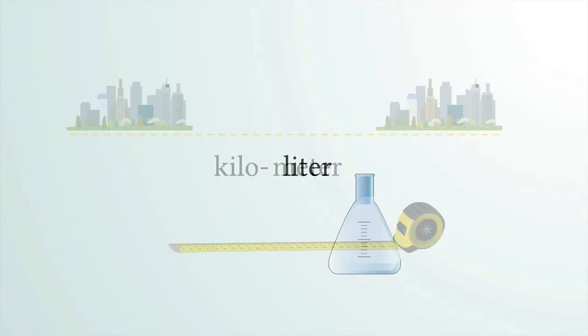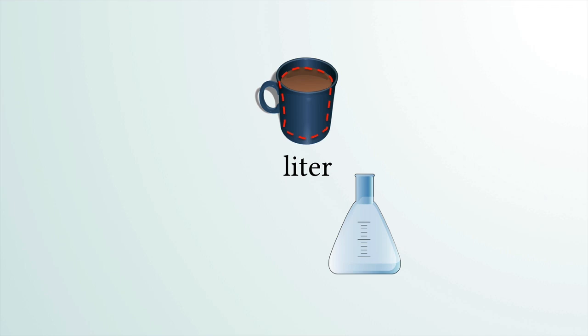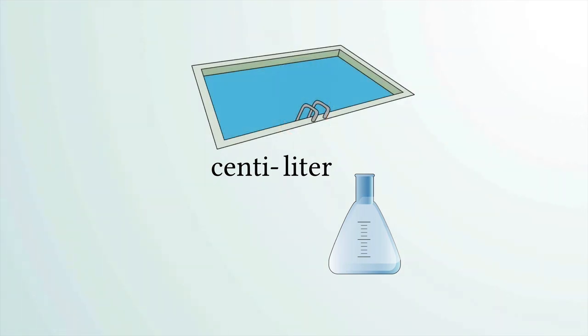Now let's look at volume. The base metric unit for volume is the liter. So if you need a small unit of volumetric measure, say to measure the amount of coffee in your cup, you can use the same smaller prefix centi and measure your volume in centiliters. A centiliter is 1/100th of a liter. But if you are measuring the volume of water in a swimming pool, you need larger units, so you might use kiloliters. A kiloliter is 1,000 liters.